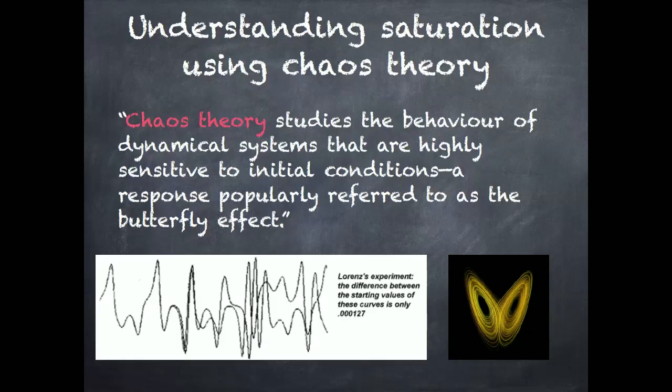This butterfly effect, or chaos theory, became famous when Lorenz set up experiments to predict meteorological outputs. So he found out that having two curves that have a very minimal difference in their starting point can lead to very different outputs. And this is actually something that can happen with saturation. Having very little difference in the initial conditions can result in very different outputs.